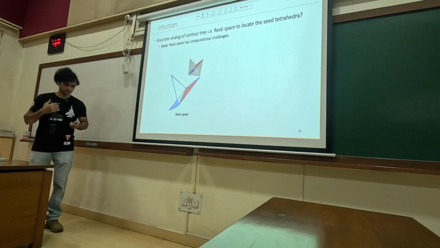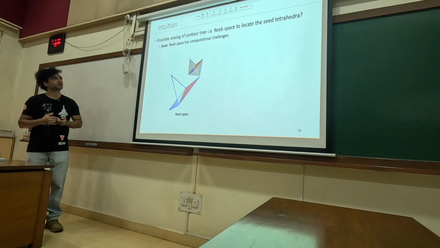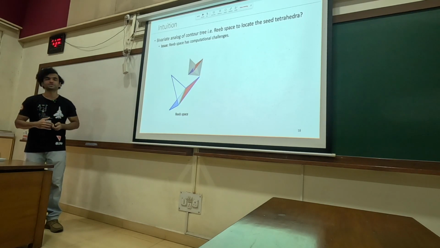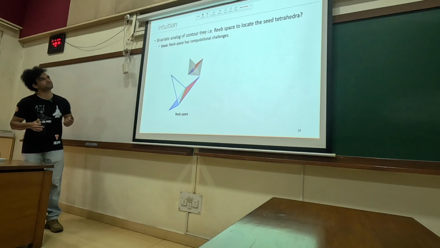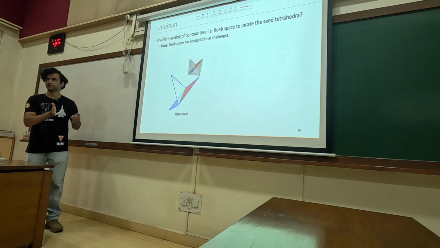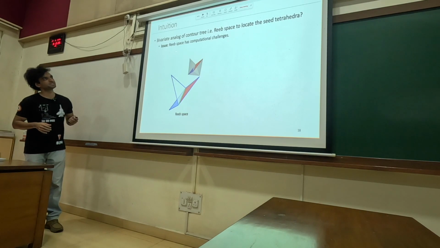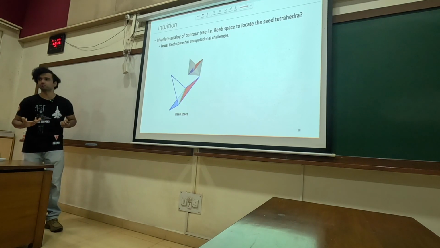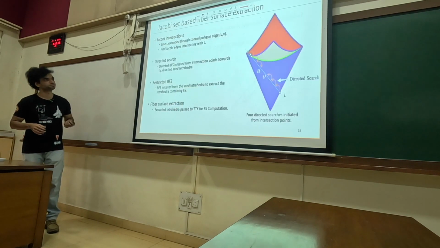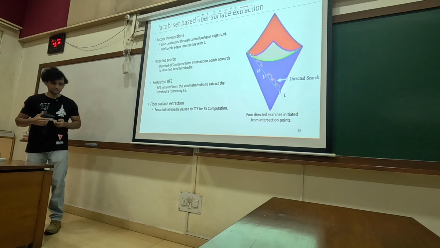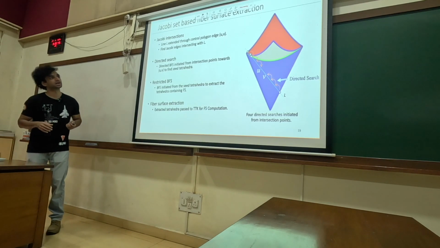So in order to generalize the idea from flexible isosurface computation to flexible fiber surface, our first intuition was to use the Reeb space, that is the bivariate analog of contour trees, to have a similar type of algorithm. But the Reeb space has computational challenges, so we could not use it, and we relaxed the requirement to just using the Jacobi set. That is, instead of this, we are going to use this structure to come up with an algorithm.